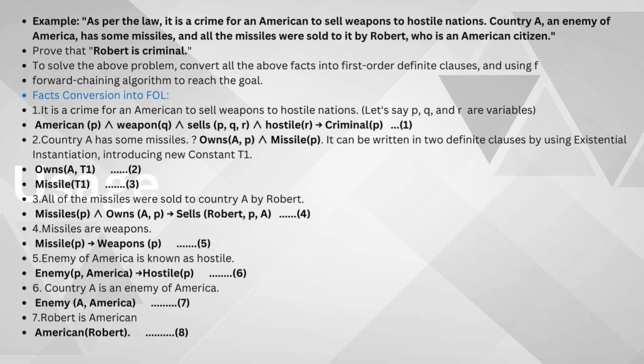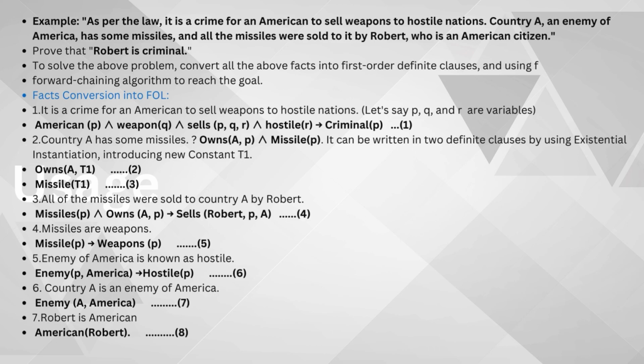Country A has some missiles, which can be represented as there exists a P where A owns P and P is a missile. It can be written into two definite clauses by using existential instantiation, introducing a new constant T1, that is A owns T1 and T1 is a missile.